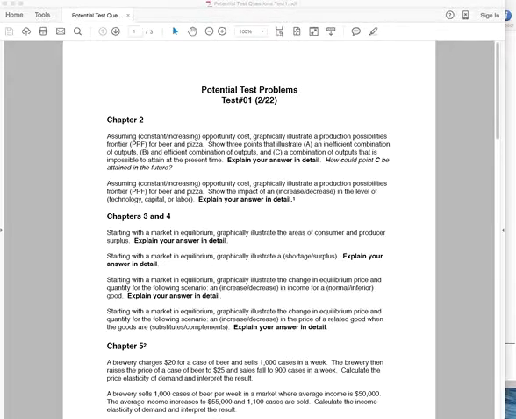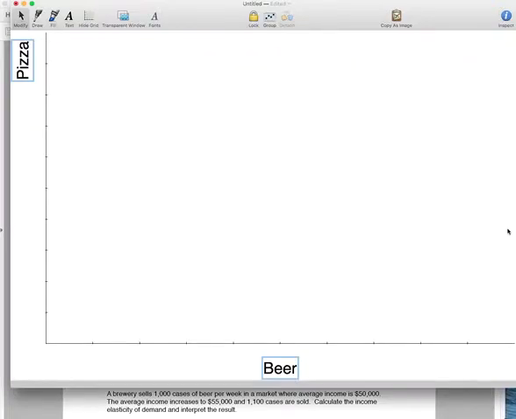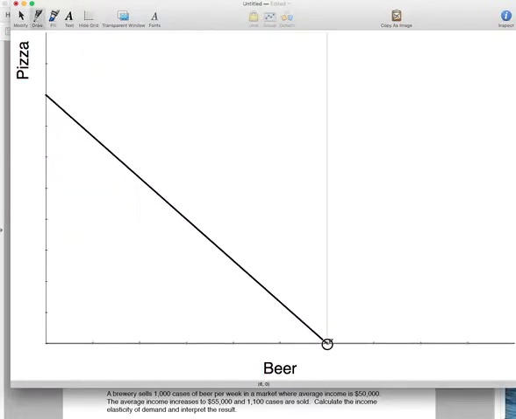So if we take a look at that first question, assuming constant / increasing, meaning that could be worded either constant or increasing opportunity cost, graphically illustrate a production possibilities frontier for beer and pizza. So make sure you understand the distinction between increasing and constant opportunity cost with respect to the PPF. Remember that a PPF with constant opportunity cost is a downward sloping line. And the opportunity cost is represented by the slope of this particular line.